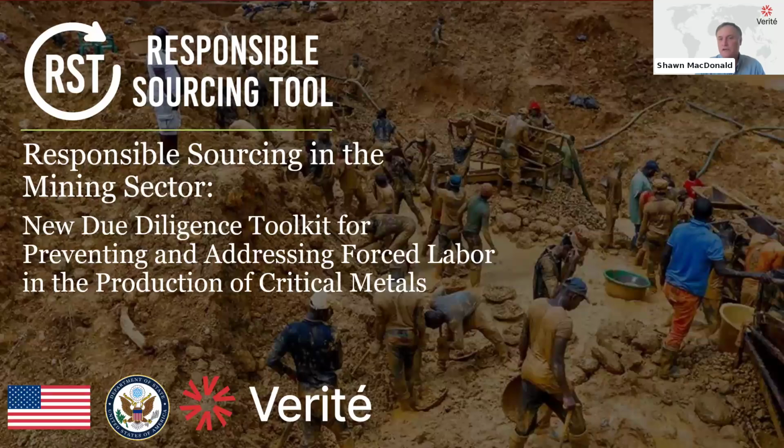The launch of the mining sector toolkit could not be more timely. The demand for critical minerals has increased dramatically over the years due to the demand for various advanced technologies, from semiconductors to batteries to electric vehicles. The U.S. government, through the Department of Homeland Security, recently named copper and lithium as new priority sectors for Uyghur Forced Labor Prevention Act enforcement.